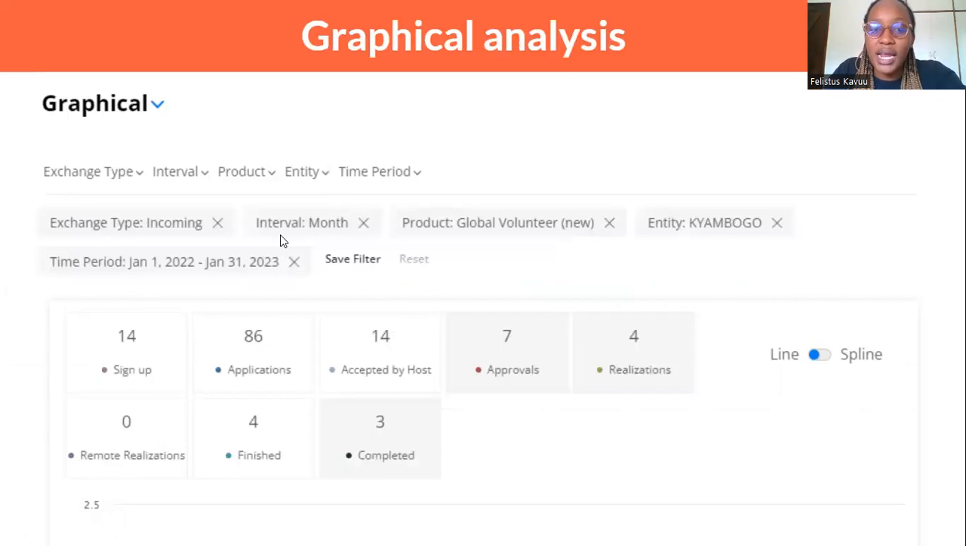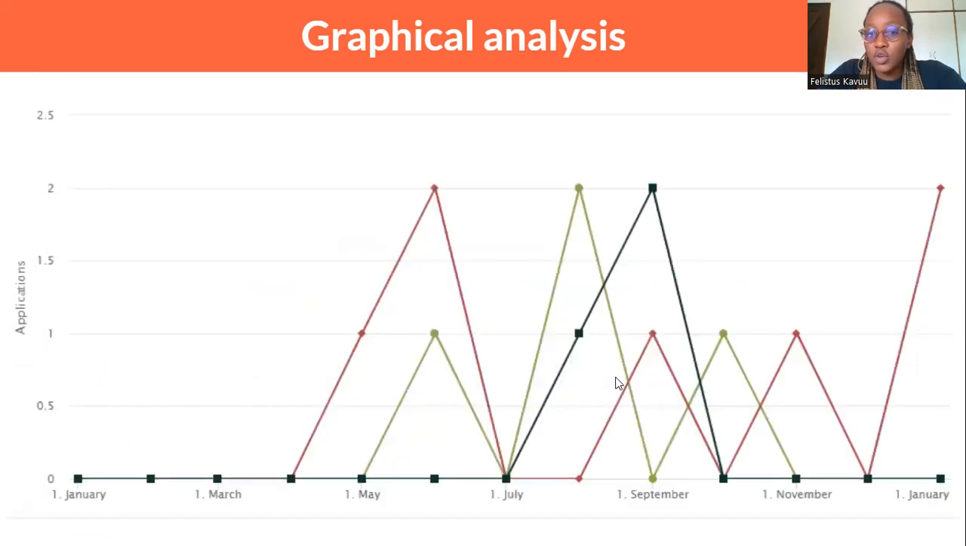And then we have the graphical analysis. So the graphical analysis, first of all, I want you to take note of the color codes that have been used, like approvals, realizations, before I show you the graph.